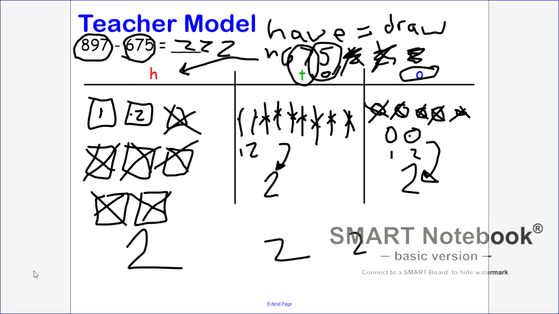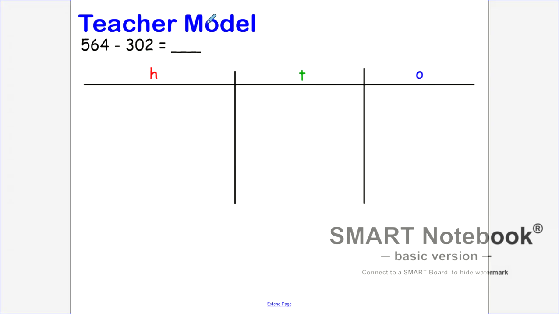When you're ready, let's go ahead and go on to this third example. Alright, so this is our final example here. The first number is pretty easy, 564, but then Mr. McDonald got a little tricky here. I decided to put a 0 in the tens place for the second number.